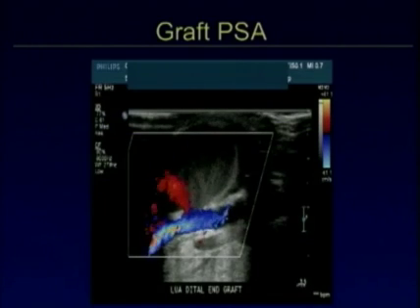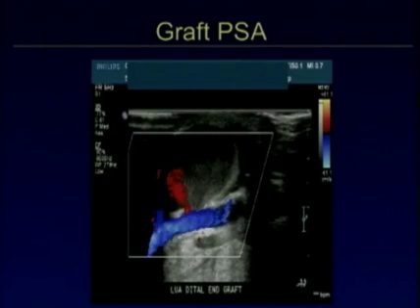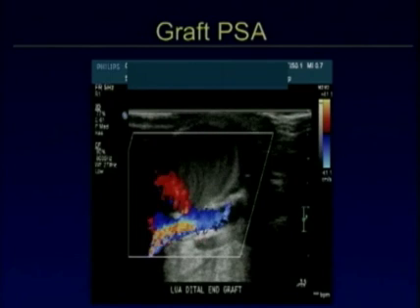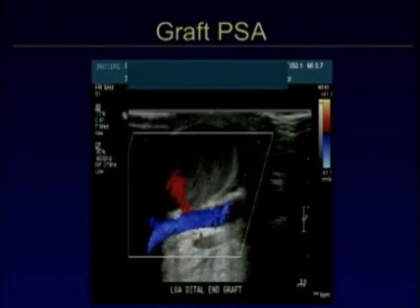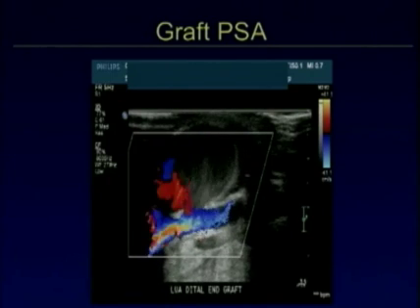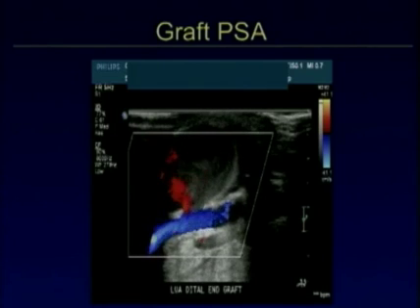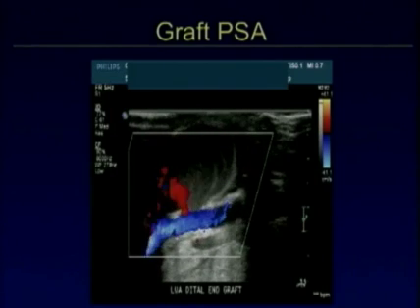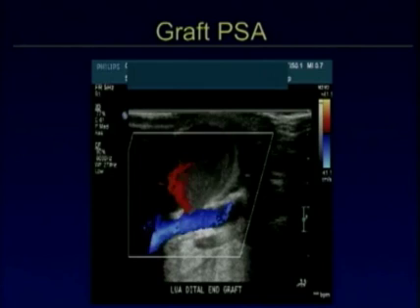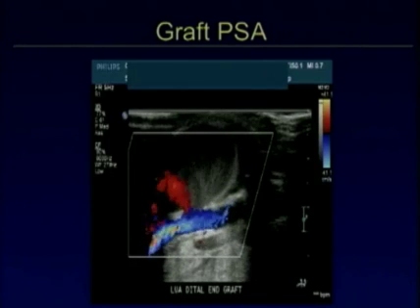This is an example of a graft pseudoaneurysm. It is off the distal end of the graft, and it's a big one. This is big enough that we generally deal with it that day or put them in the hospital at least so they're under observation.